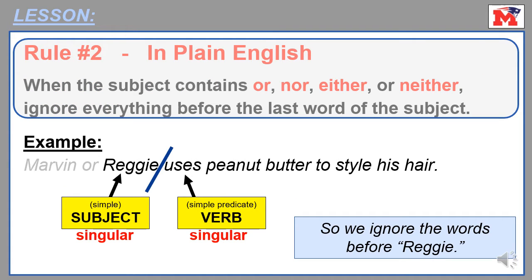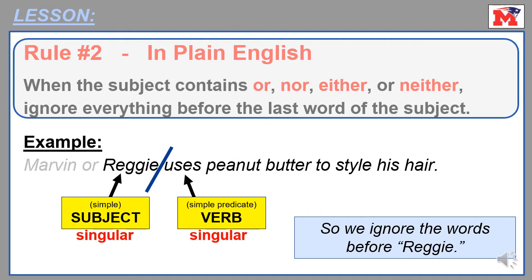Rule number 2 in plain English states this: when the subject contains or, nor, either, or neither, ignore everything before the last word of the subject. Here's a good example. Marvin or Reggie uses peanut butter to style his hair. Since there is the word or in the subject, let's ignore or and everything before it. So we gray them out and we see Reggie uses peanut butter to style his hair.